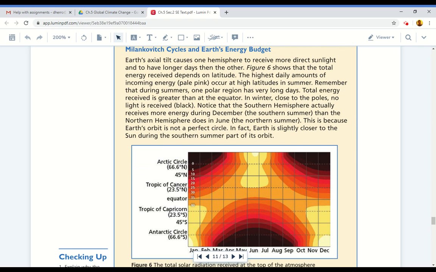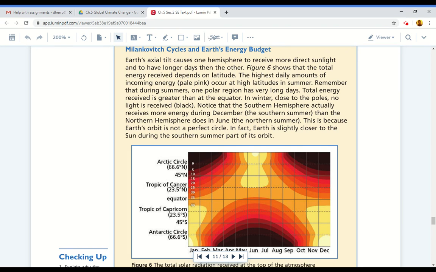Milankovitch cycles and Earth's energy budget. Earth's axial tilt causes one hemisphere to receive more direct sunlight and to have longer days than the other. Figure 6 shows that the total energy received depends on latitude. The highest daily amounts of incoming energy, pale pink, occur at high latitudes in summer. Remember that during summers, one polar region has very long days. Total energy received is greater than at the equator. In winter, close to the poles, no light is received.